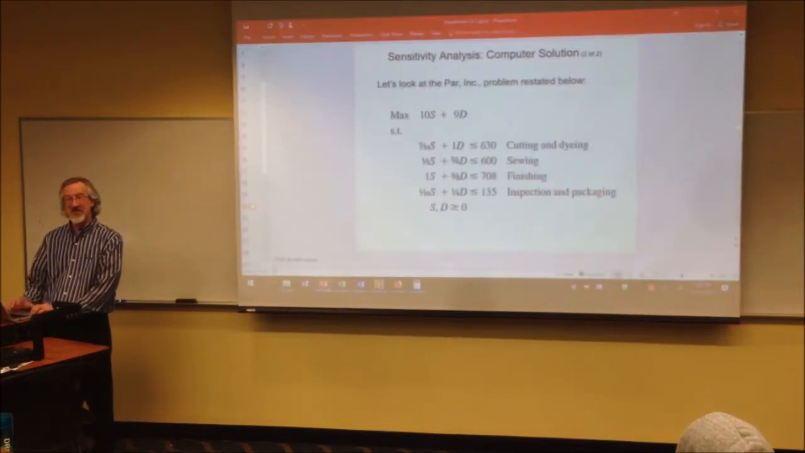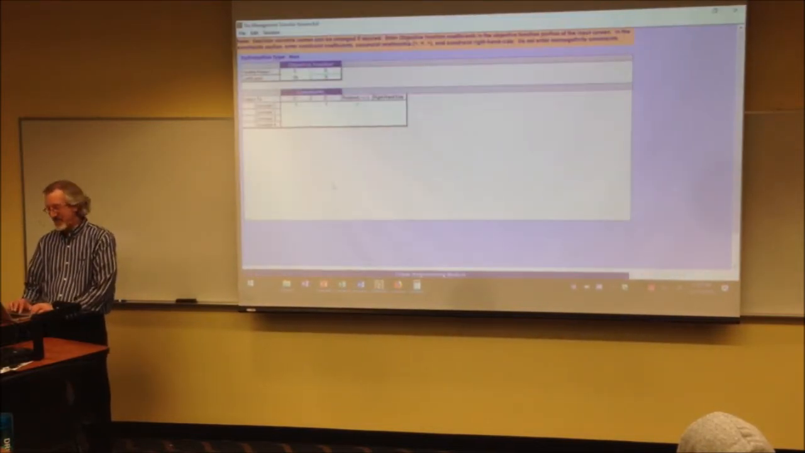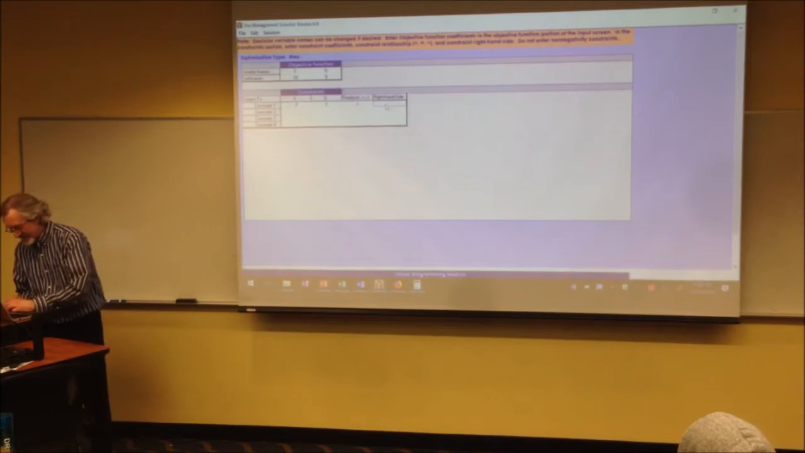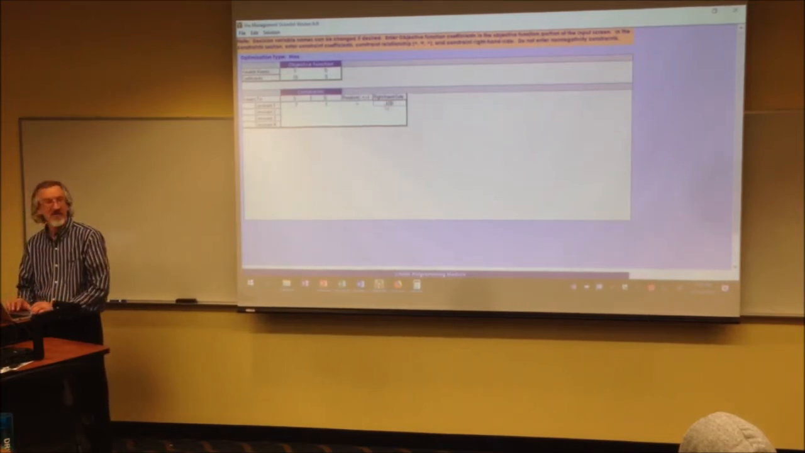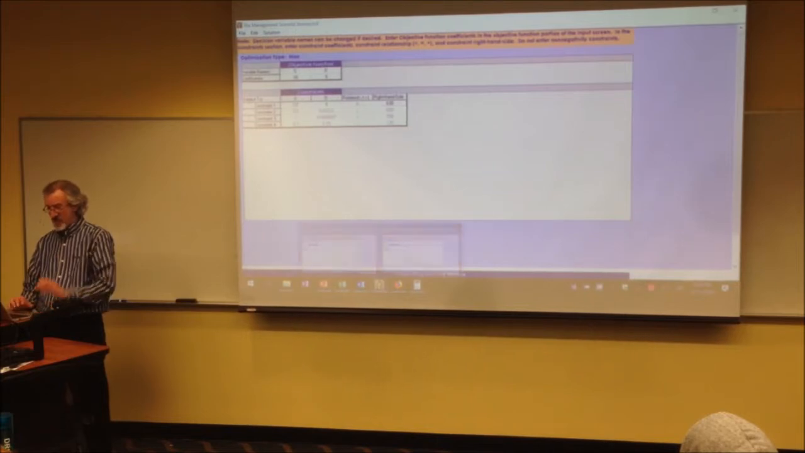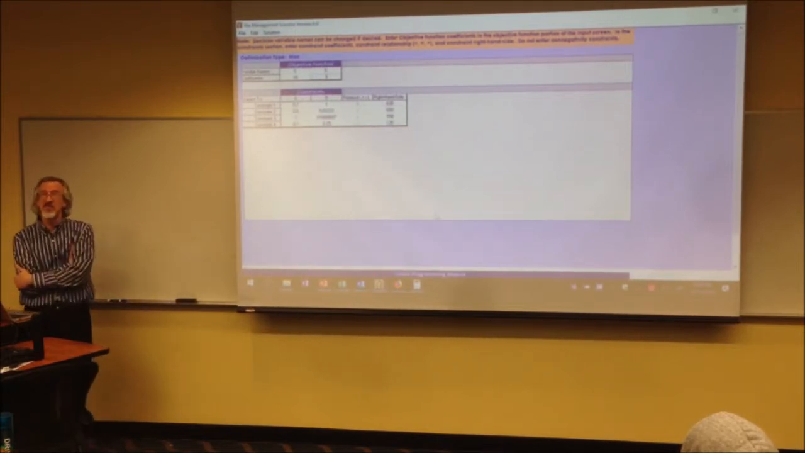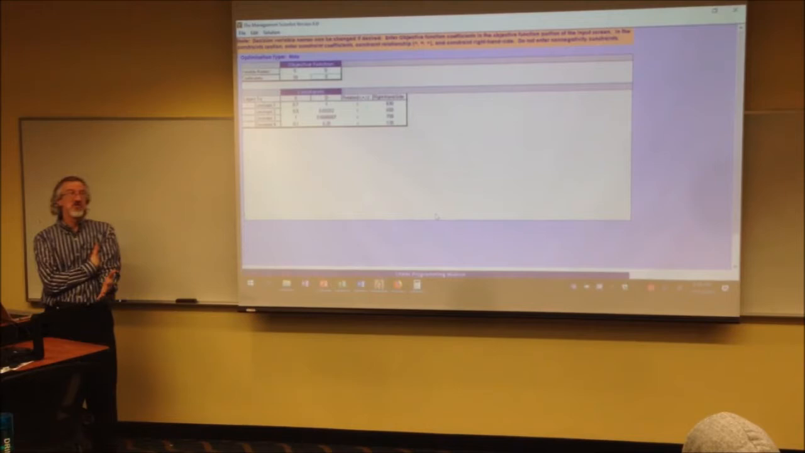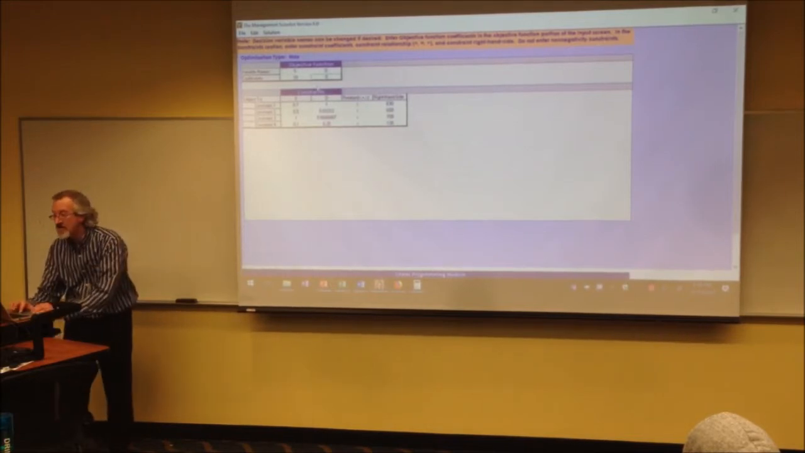The right side is 630. There we go. And you would keep going, and you would do it just like that. And you'd keep going, and it looks like this, right there. Now, to solve it, you click on Solution, Solve.